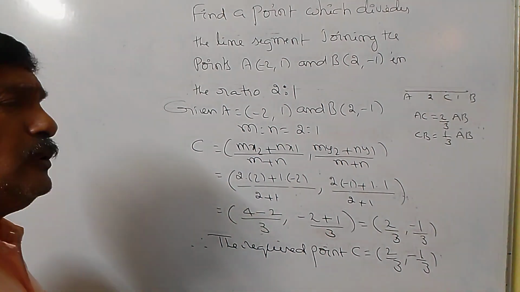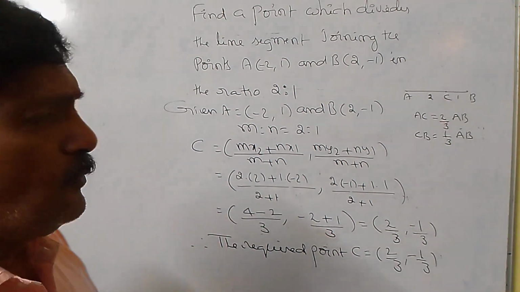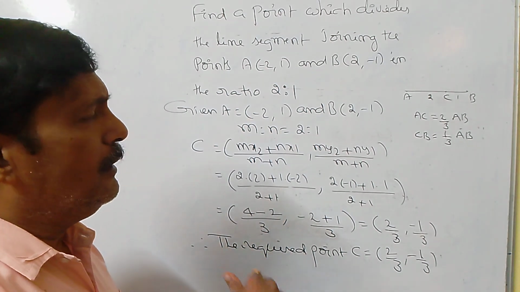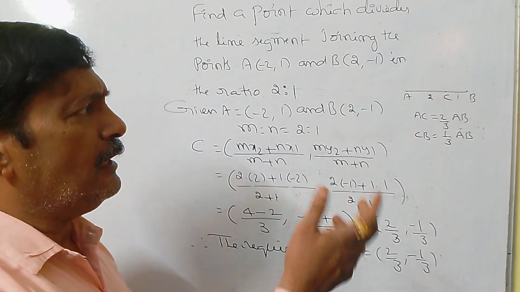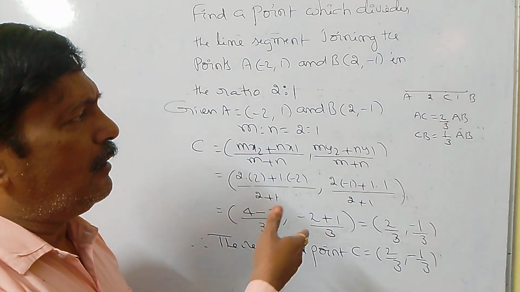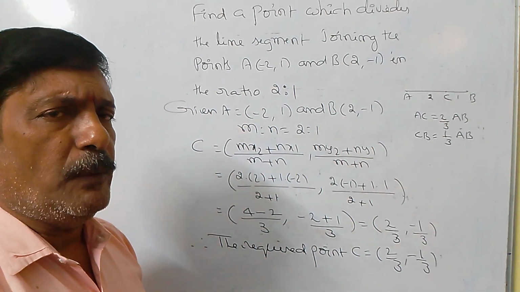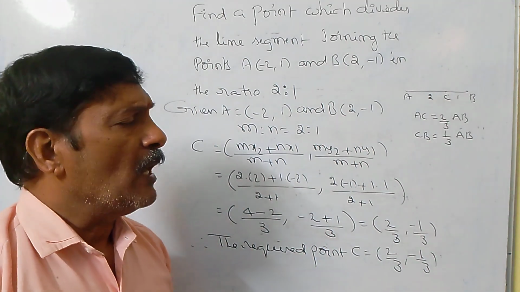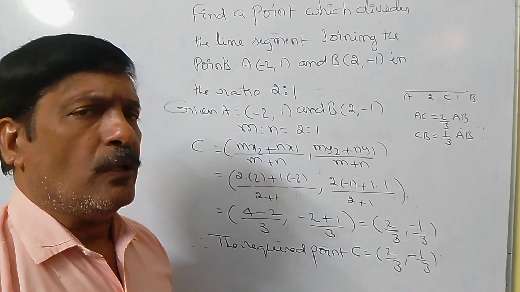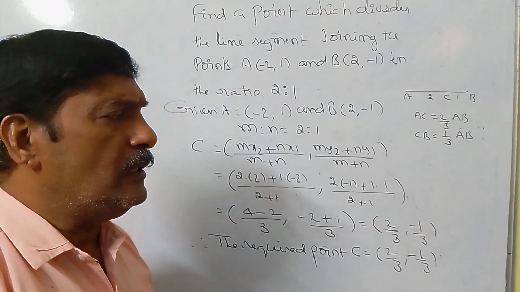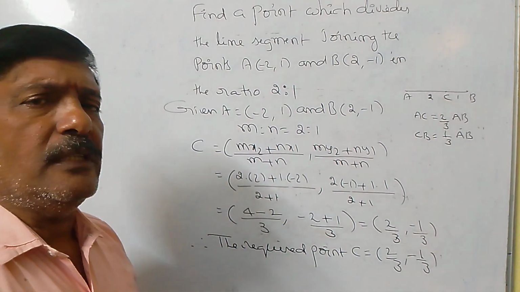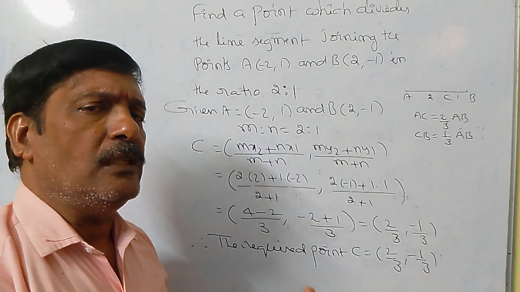Now what is the use of this section formula? Using this section formula, you can find any point between A and B, or above AB or below AB, or to the left side of A or right side of B. That is the one use. And the second use is, suppose 3 points are given, you can show whether the given points are collinear or not by using this section formula.